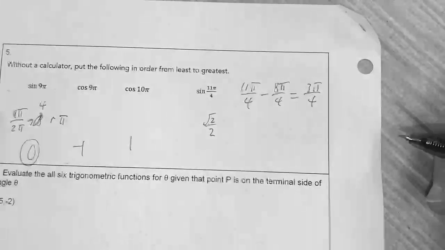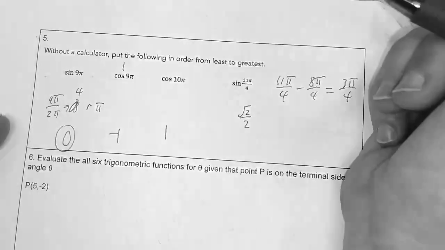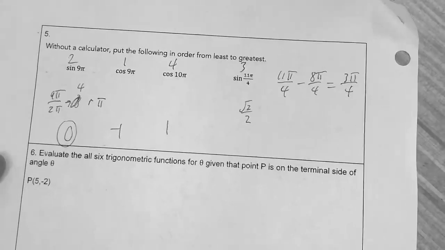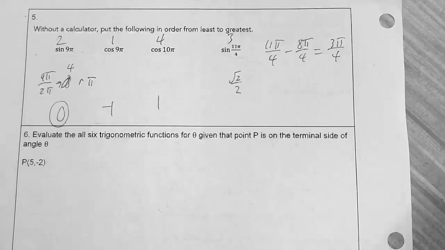So from least to greatest, it would be cosine 9 is number 1. Then it would be sine 9 pi. Then it would be sine 11 pi over 4. And then it would be cosine 10 pi. That would be the order from least to greatest. Okay, so you're just evaluating them using the unit circle and then ordering them.